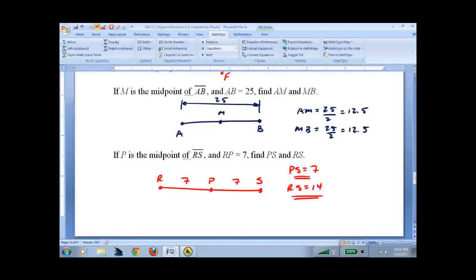Remember, I am saying PS here, and that means the distance from P to S. This means the segment P to S. So make sure we understand those differences. That's the distance from P to S. And if we were to say this means the segment PS, this is the shape. This is the number.